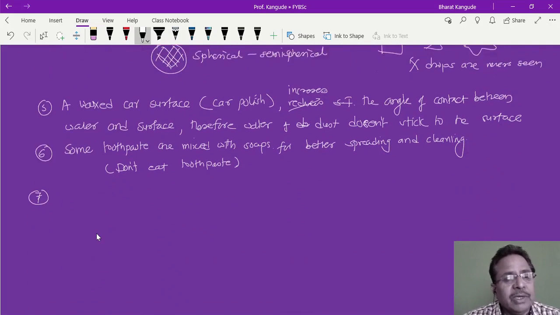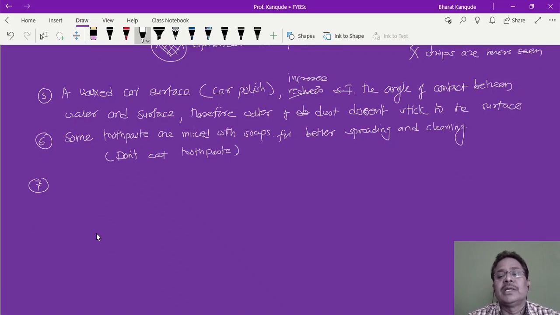So this is the 6th example we have seen. Some toothpastes are mixed with soaps for better spreading and cleaning. As I said earlier, toothpaste is not a material to be eaten. It is for cleaning your mouth, and this cleaning becomes effective, more good cleaning is possible, when a small amount of soap, not the entire soap, is added into your toothpaste. So good toothpastes have some soap added inside, that is not written anywhere there, because if it were, people would not use it. But every toothpaste has a little soap. For better spreading, and that is again a property of surface tension, because the water we use gets its surface tension reduced, and thereby it reaches each and every part of your mouth, and better cleaning is possible. So that is another application.